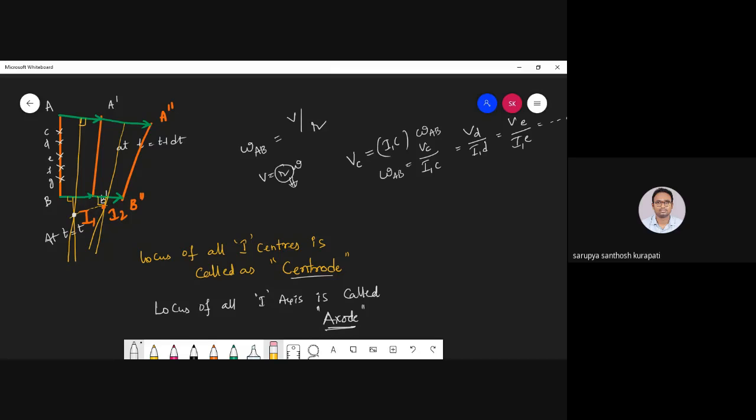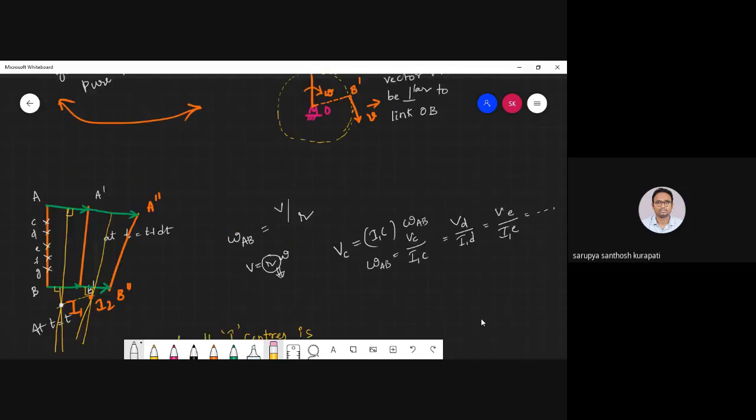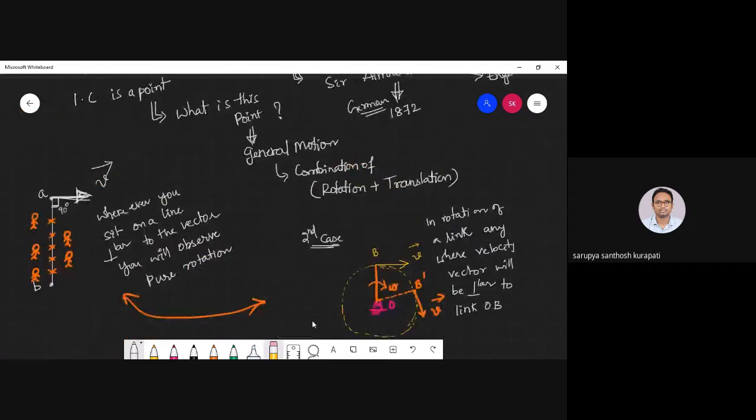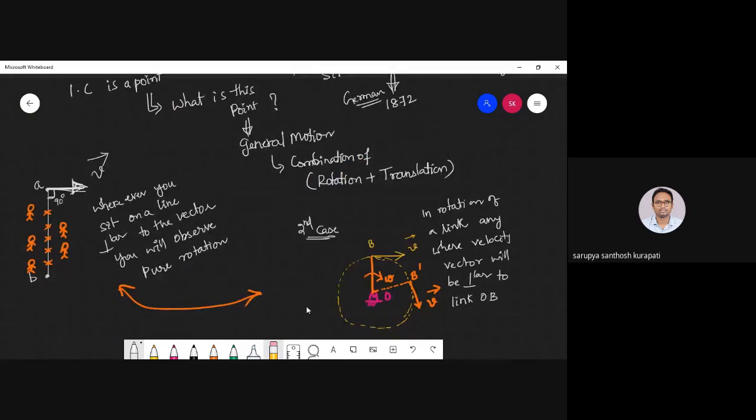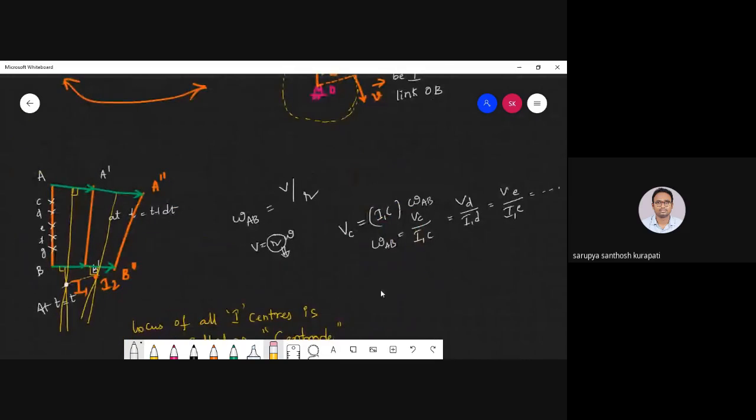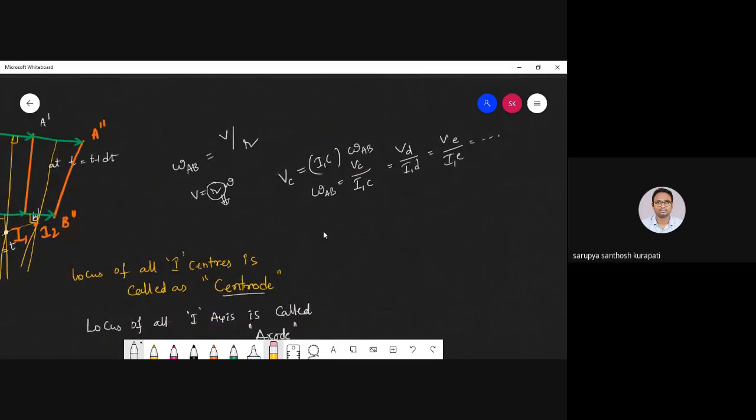So what I said, the link AB at this particular instant is in general motion. What is general motion? It is a combination of rotation and translation. One will ask you to write down the definition of instantaneous center. So in general motion, I'm just writing this. You may please note down in your notes.